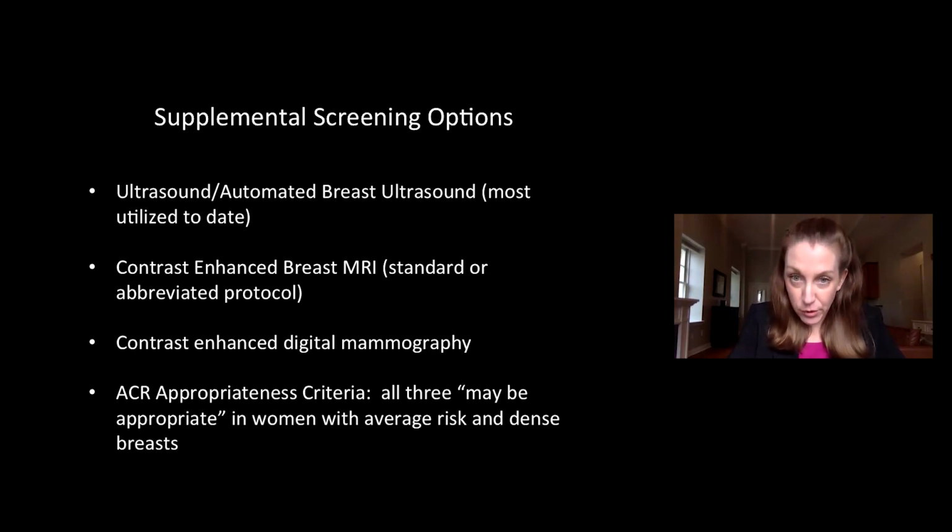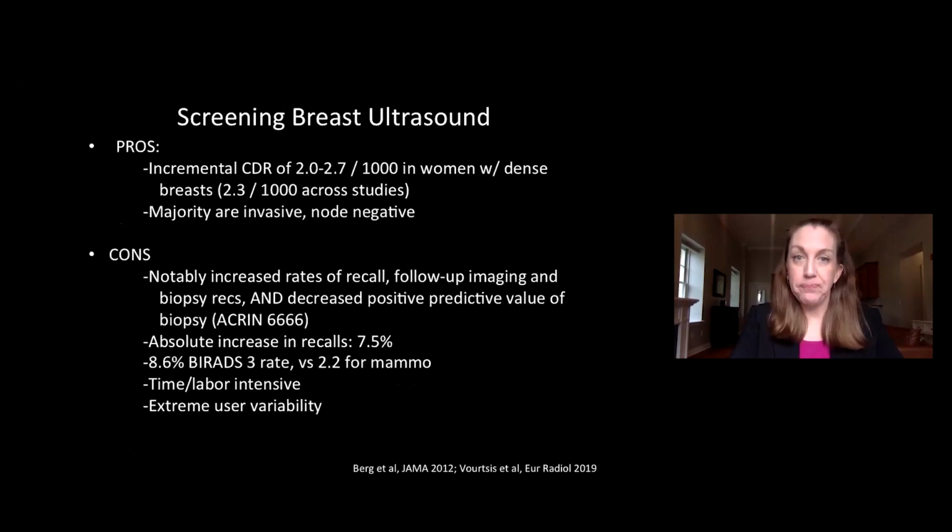Contrast enhanced breast MRI, either standard or abbreviated protocol, is becoming increasingly utilized for screening around the country, while contrast enhanced digital mammography is quite new and still undergoing studies to see how it may play in screening. Per the American College of Radiology, all three may be appropriate in women with average risk and dense breasts for supplemental screening, but it does not really define what is the preferred option. So let's go through these briefly.